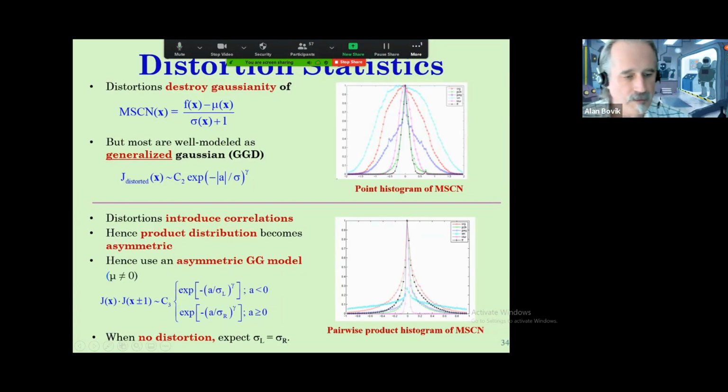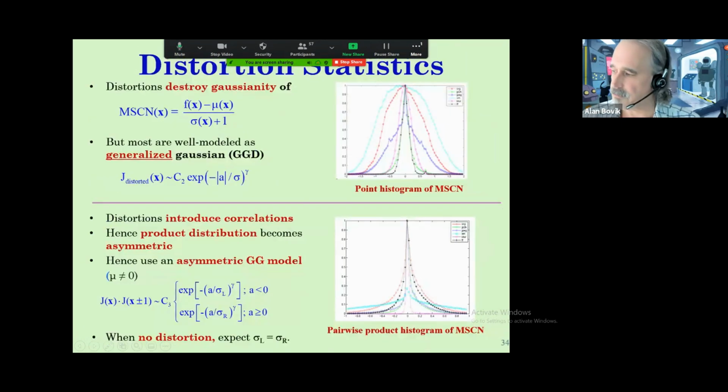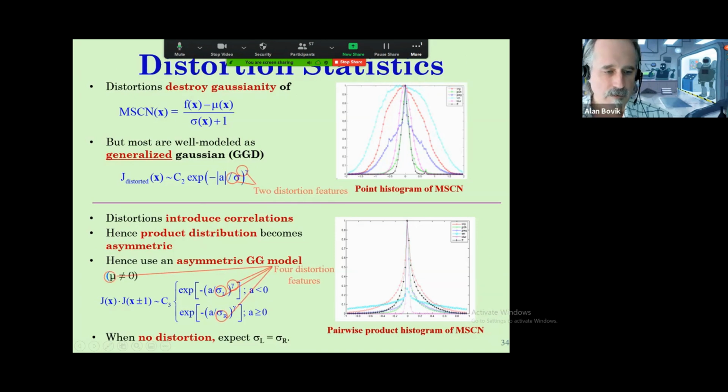Furthermore, if we look at these products, instead of looking like this nice symmetric density, we get these slightly asymmetric densities. Why are they asymmetric? Because distortions typically introduce correlations, like blur, compression, and so on. So if we take products of values, they tend to have the same sign, positive or negative, and skew a little bit. We model this with what's called an asymmetric generalized Gaussian. So what I've just done right in front of you is really invent the model, because I can process videos this way, fit them with histograms, and extract these features based on the fit.